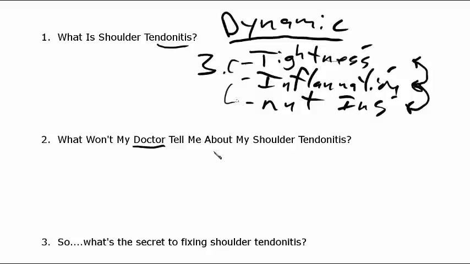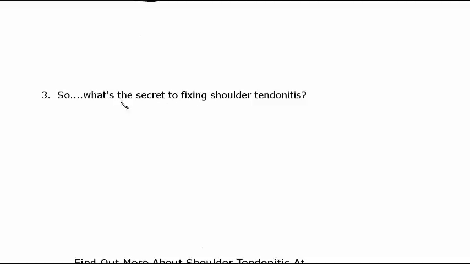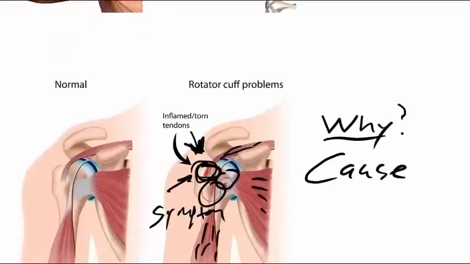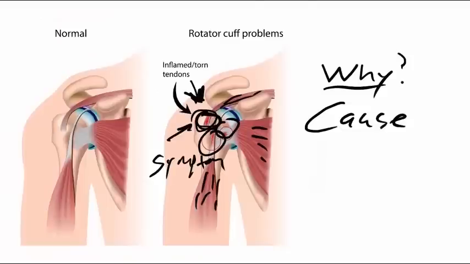If you want to fix your shoulder tendonitis, and pay attention because this is secret number one, you have to deal with all three of these if you want to get better. So what's another secret? What's another secret to fixing shoulder tendonitis? Well, let's go here. So secret number one is that there's multiple factors. Secret number two is that, again, this right here is not the problem.